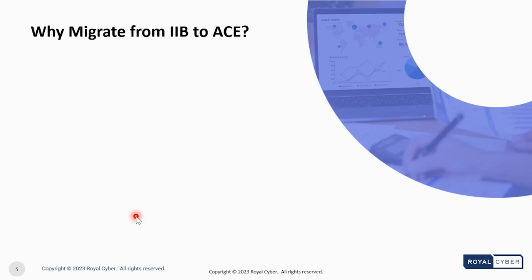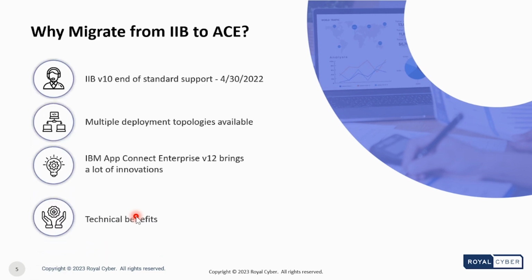Okay, now let's get into the topic. Let's find out why you need to really migrate from IIB to App Connect. Well, there are a few valid reasons for that. The first and the foremost is that the standard support for IIB version 10 ended last year, on the 30th of April 2022, for those who are not aware.